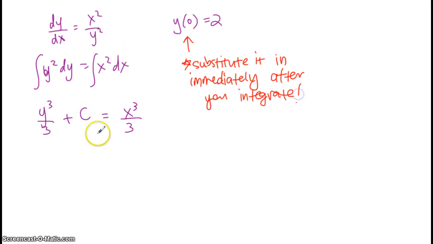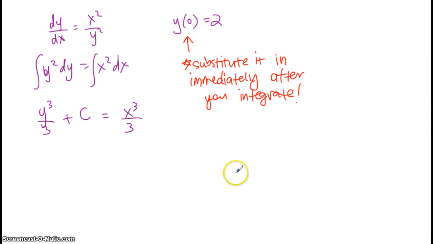Okay? So sometimes you can actually solve for the constant, but for example, you can solve for y, subtract c from both sides, multiply both sides by 3, cube root both sides, but you have to do the same thing to this constant every single time. So instead of doing that, I highly recommend that you plug this initial condition in immediately. Now, what does that look like?